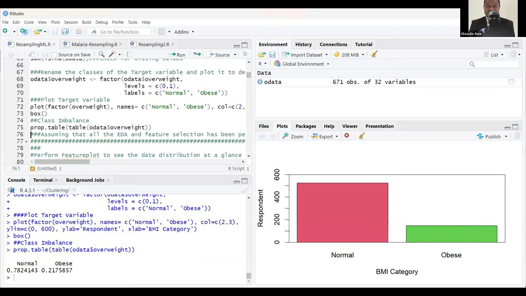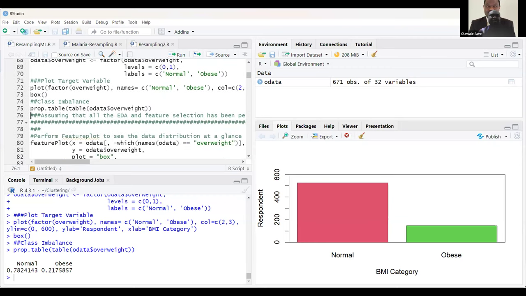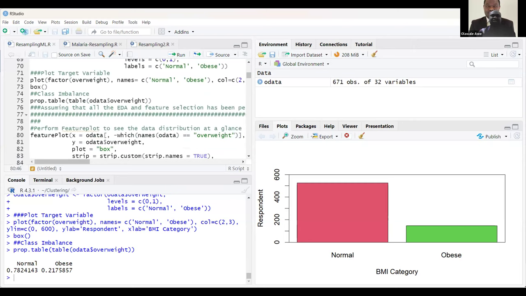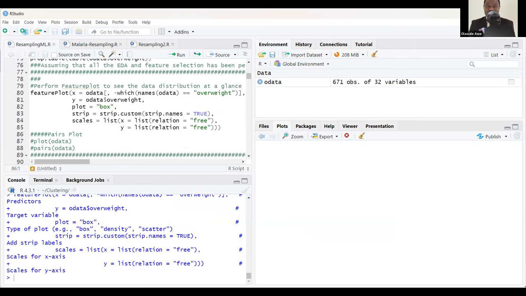We have 22% are having the disease. They are actually obese, whereas 78% are actually normal. And the machine learning algorithm is bound to favor the normal class, the majority class. It's bound to give biased results if something is not done. And that is essentially what we want to achieve in this demo.